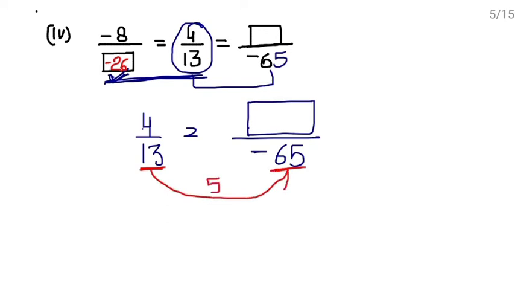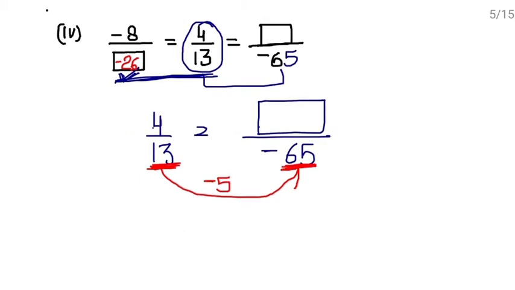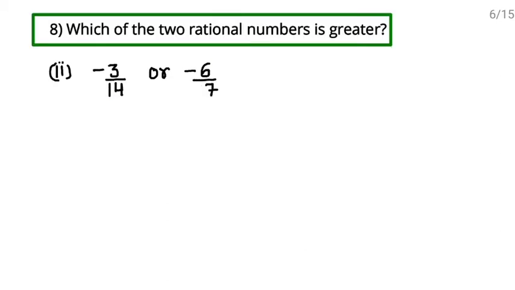13 5's are 65. Sign is changing. Previously 13 was of positive sign, but 65 is of negative sign, so we will multiply by a negative integer. So multiply the numerator also by the same integer, minus 5. 4 5's are 20, plus minus minus. Very simple, right? So this is minus 20 upon minus 65.